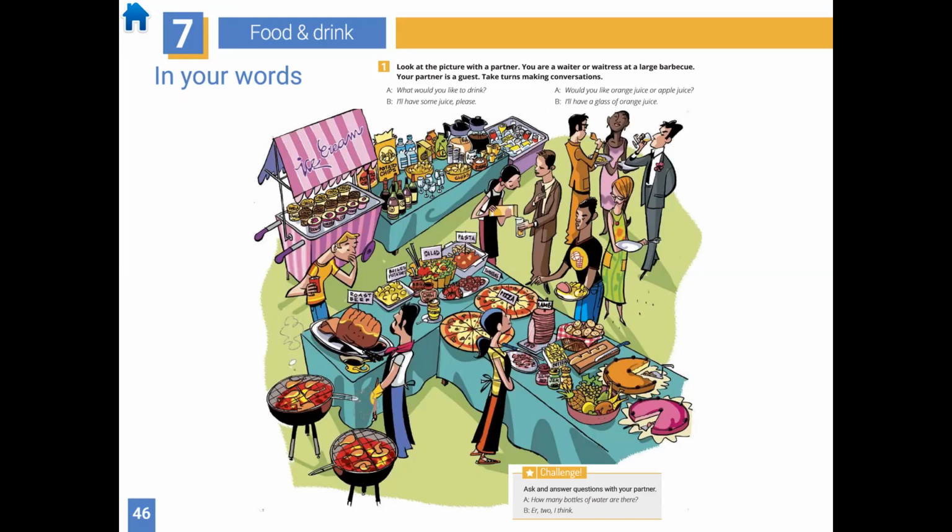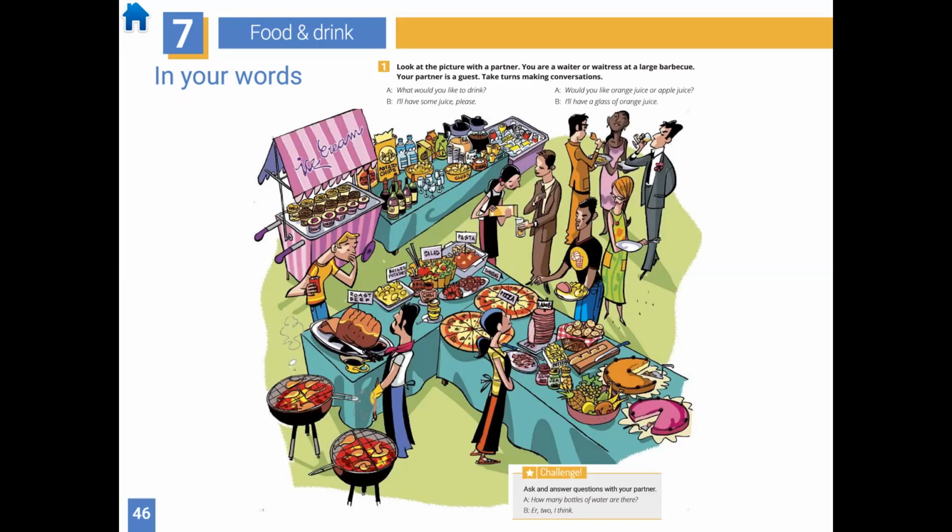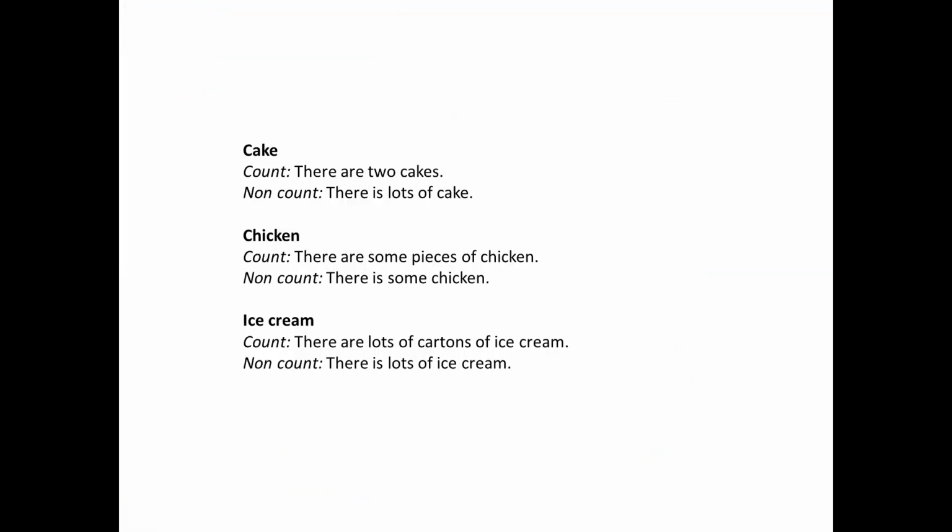Now let's look at the answers on the next page. A cake. The count sentence is there are 2 cakes. There you go. You can see 1, 2. The non-count is there is lots of cake.